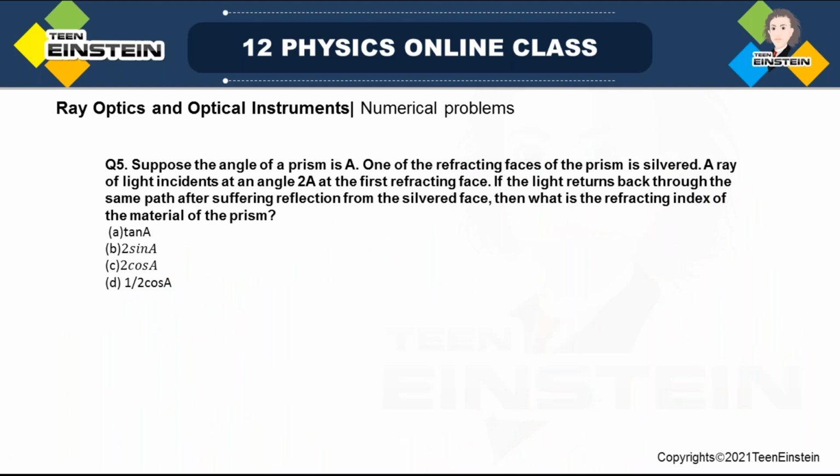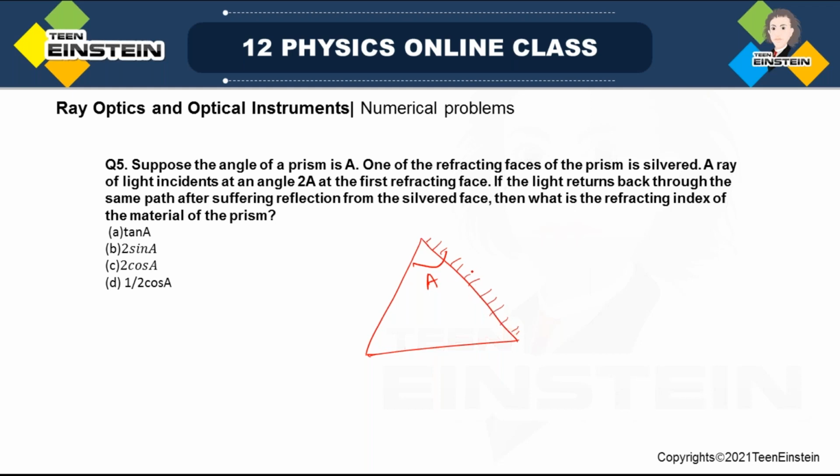Okay, so I'll take the last problem, this one. Let's read this problem. Suppose the angle of prism is A. So I have a triangular prism. It is not mentioned whether it is isosceles, equilateral, or right angle triangle, but we will just take a simple triangle. Angle of prism is given as A. One of the refracting faces of the prism is silvered. See, this is silvered.